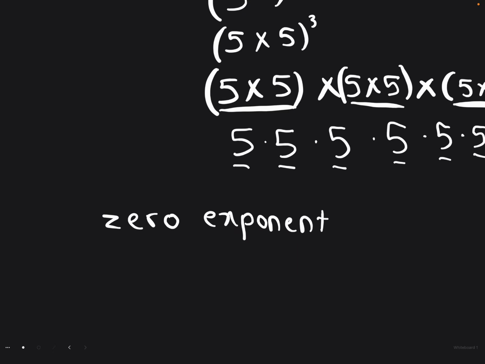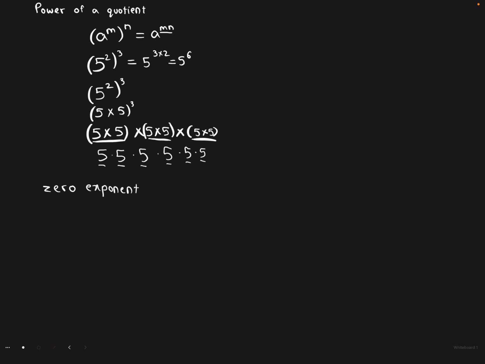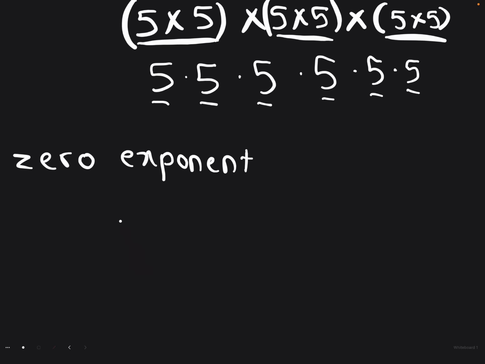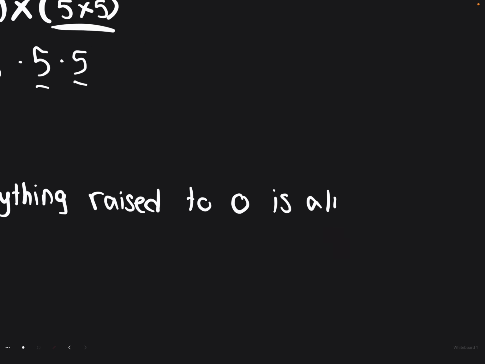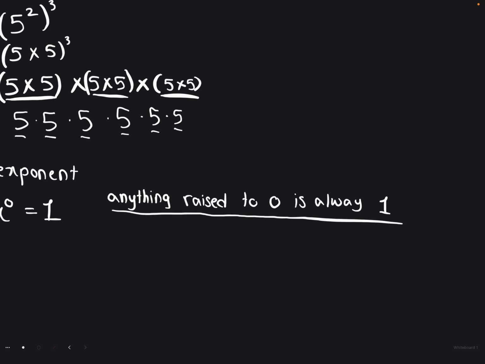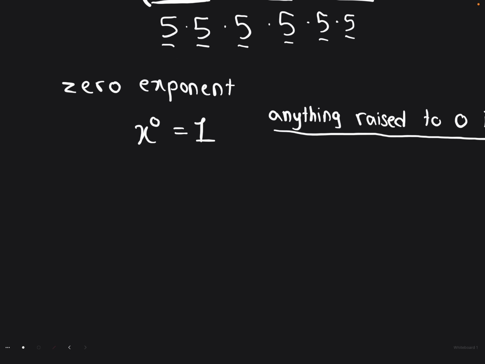Exponent. There's a law for the 0 exponent: anything raised to 0 is always 1. So x to the 0 equals 1. You guys want to make note of that: anything raised to 0 is always 1, no matter what the number is. So here we can see that this raised to 0 is a 1 over here.